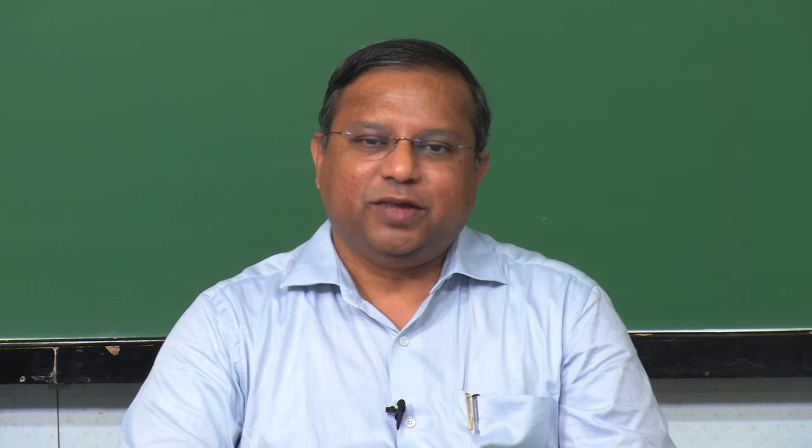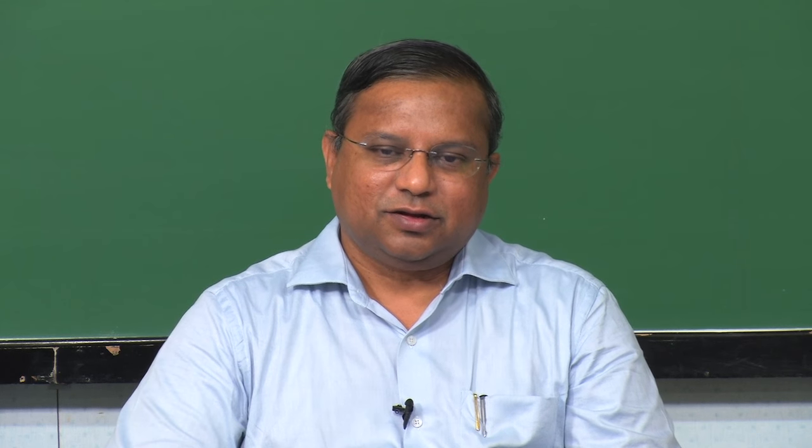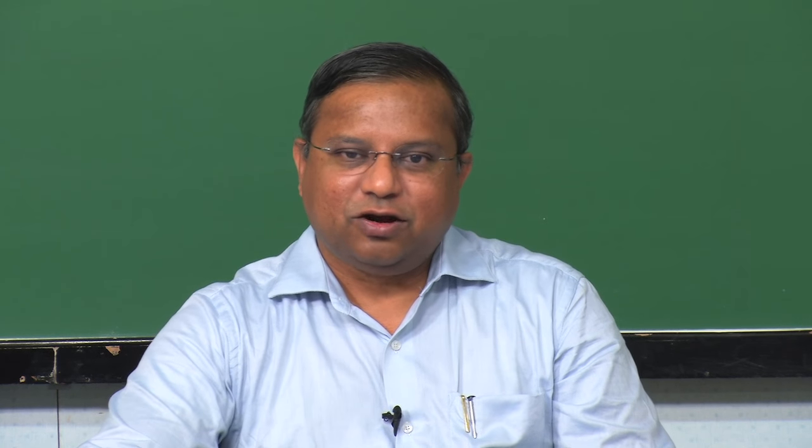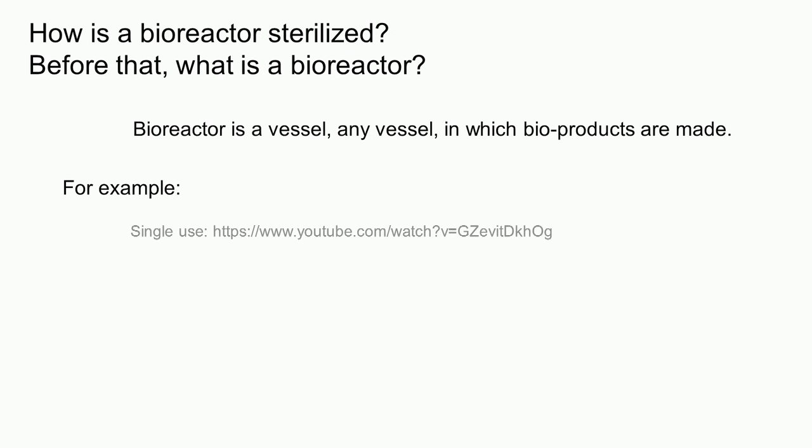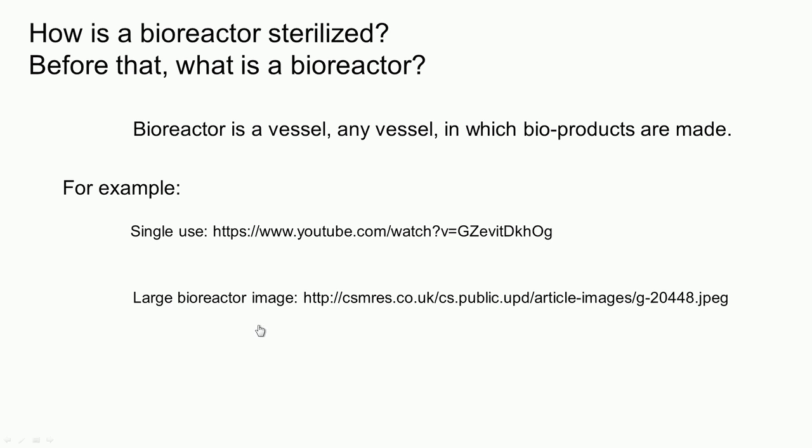These organisms produce many useful compounds, many useful substances, including a lot of medicines. For example, if you see this figure, I think this is a YouTube video, it will tell you how a single use bioreactor looks like and what it is used for and so on. Bioreactors could be extremely large because of the use in production of high volume products.